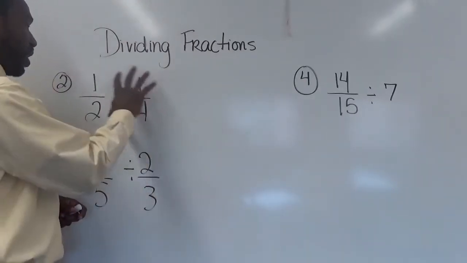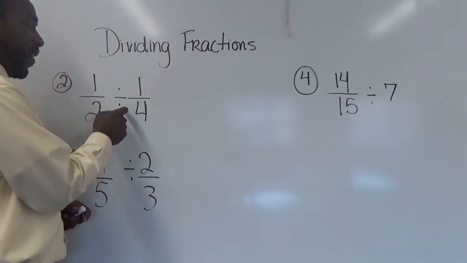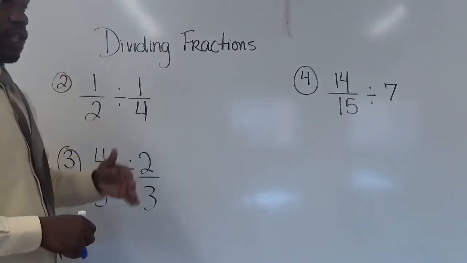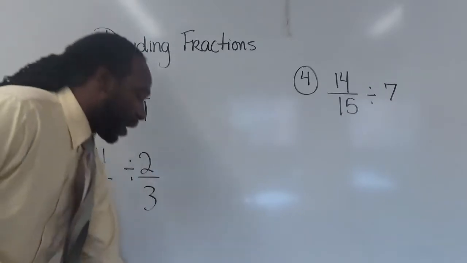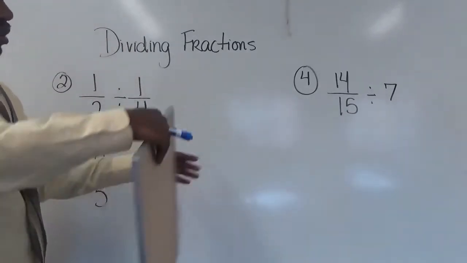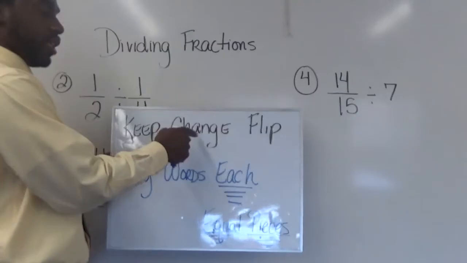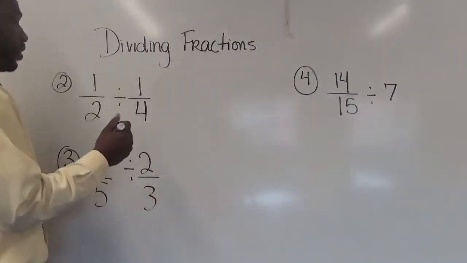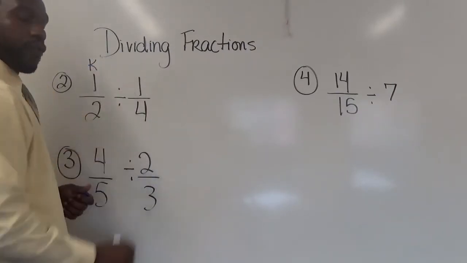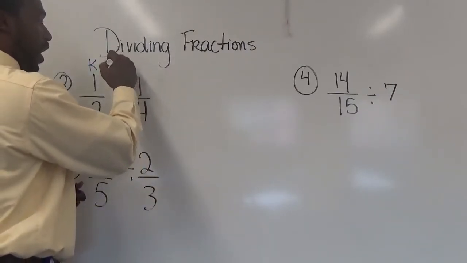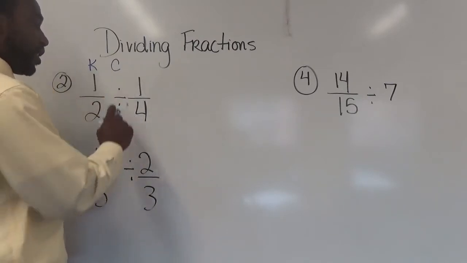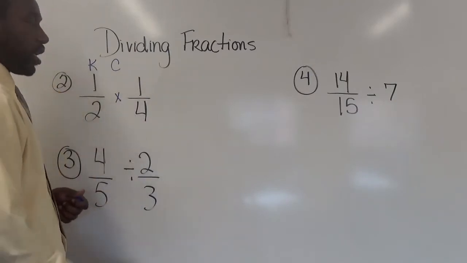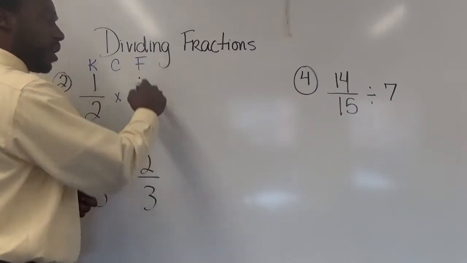So the first thing I want you to take a look at, you see it says 1/2 divided by 1/4, and this is number 2 in your book. The first thing that you must always do when you're dividing fractions is you must always keep, change, flip. Okay? So what does that mean? What you actually must do is you keep the first fraction, you change your division sign to a multiplication sign, and then you flip the last fraction.